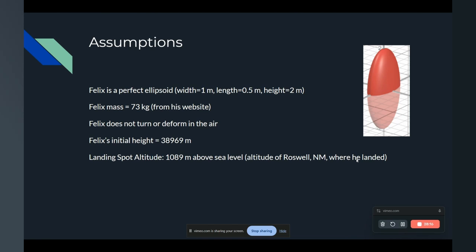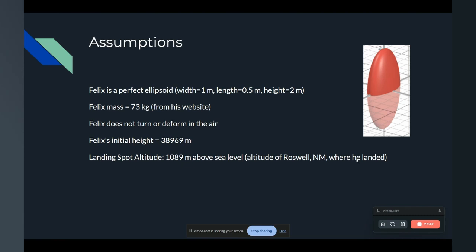So some assumptions: that he is a perfect ellipsoid. Obviously he is not, but I modeled in Desmos 3D graphing what the ellipsoid that I programmed would look like. I assume that he's about a meter wide, and that he's only about a 1/2 meter thickness across his chest, and that he's about 2 meters tall with the whole spacesuit. His mass from the website was 73 kilograms. Felix does not turn or deform in the air.